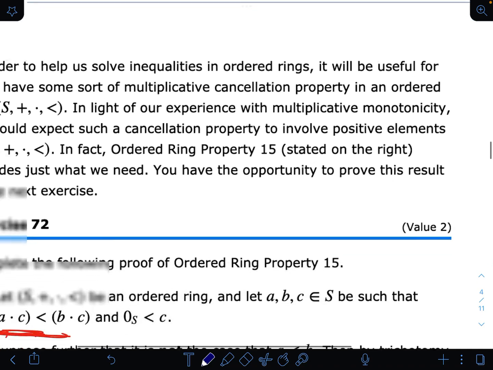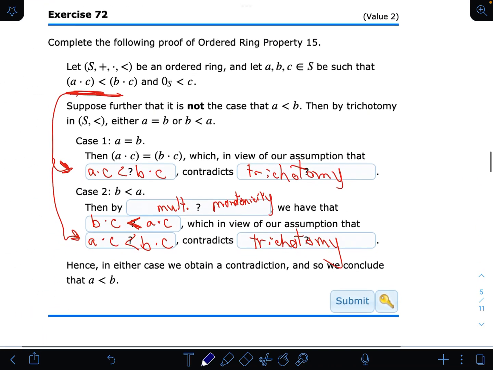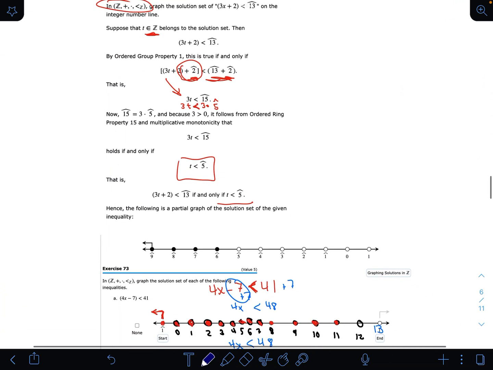Okay, moving ahead, as we see on exercise 72 here. Again, this would have been another one we would have completed in class together, but that's okay. Just go ahead and take a look here. We're checking the case where A is equal to B or B is less than A, and we show a contradiction against trichotomy in both cases to conclude A is less than B, in fact. Good.